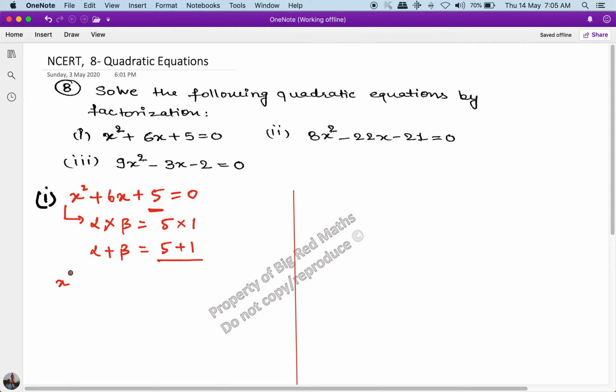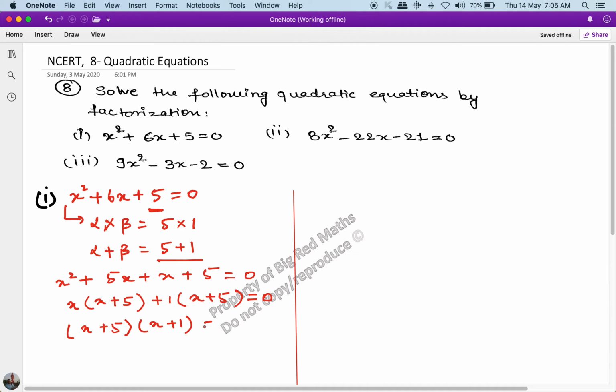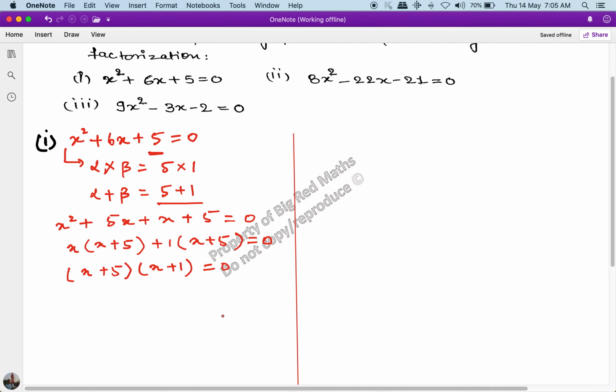If I have to solve this, I'll write this as x square plus 5x plus x plus 5 equal to 0. This will become x into x plus 5 plus 1 into x plus 5 equal to 0, and this will become x plus 5 multiplied by x plus 1 equal to 0. If you equate this part with 0, you will get x equal to minus 5, and if you equate this part with 0, you'll get x equal to minus 1. So the two solutions are x equal to minus 5, minus 1.